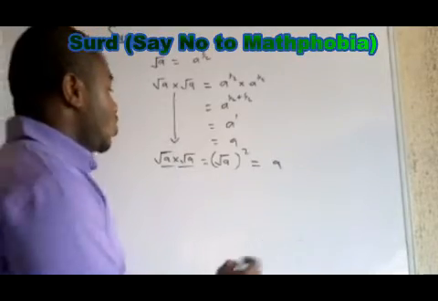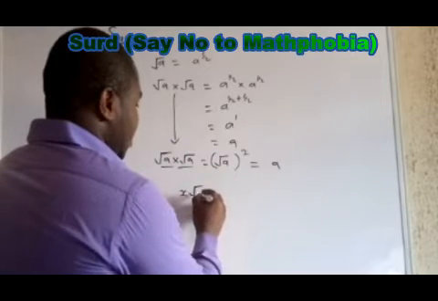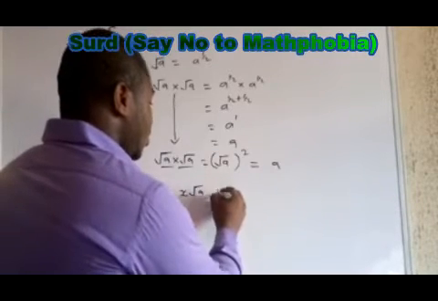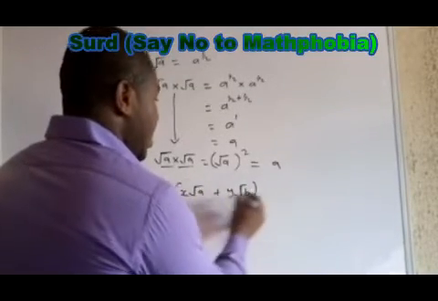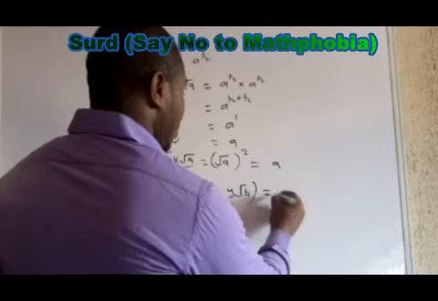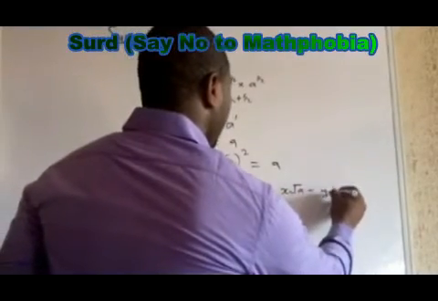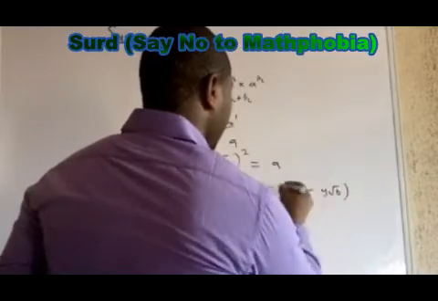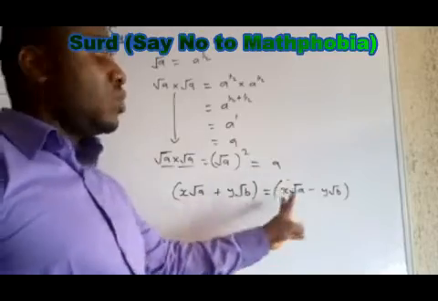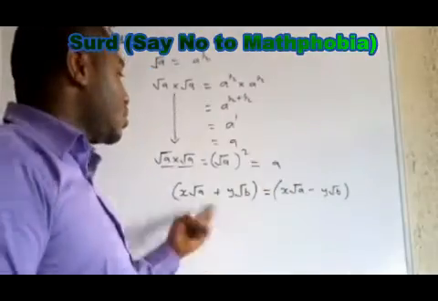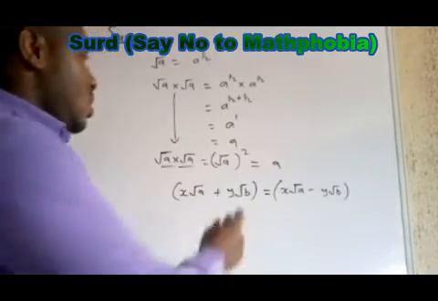Remember, we said conjugate of a surd. If you have a surd x root a plus y root b, then their conjugate will just be x root a minus y root b. Bear in mind what conjugate is all about, and then what difference of two squares is all about. You will discover why you actually need the conjugate in solving surd.